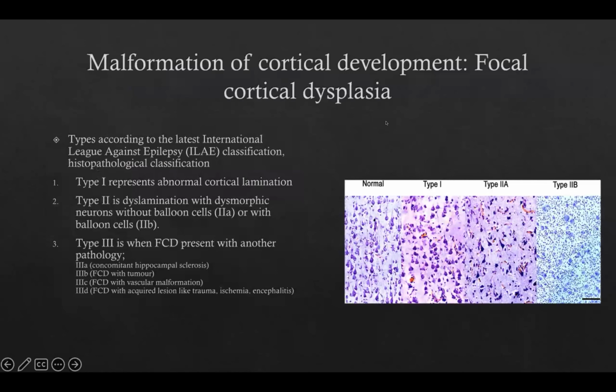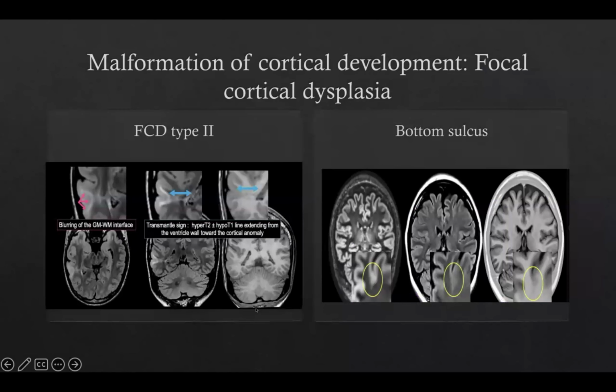So the most common one is focal cortical dysplasia. Histologically, there are actually different types of FCD. Type 1 involves only abnormal cortical lamination. Type 2 is when there is abnormal lamination either with balloon cells or without balloon cells. If it's with balloon cells, we call it 2B. If without, it's 2A. And type 3 is when the FCD is present with other pathologies such as hippocampal sclerosis, tumor, vascular malformations, and other things like trauma, ischemia, or encephalitis.